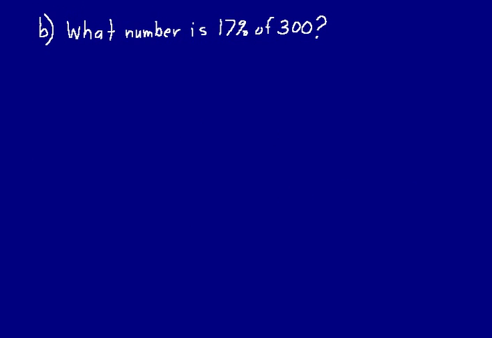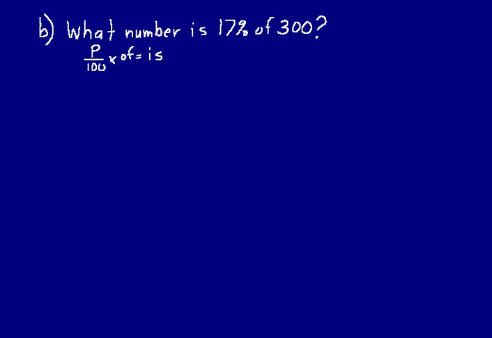Let's do another one. What number is 17% of 300? So we see we have a percent problem here. Let's just write out our formula to help us think about how to set it up. P over 100 times of equals is. Okay, we have been given 17% of 300. That is what number? We could just reread that problem. 17% of 300 is what number?